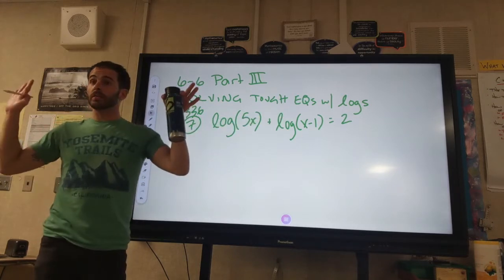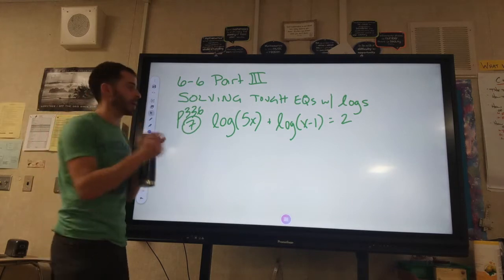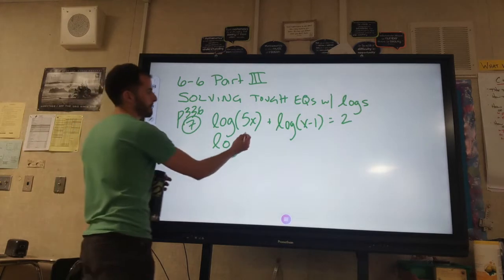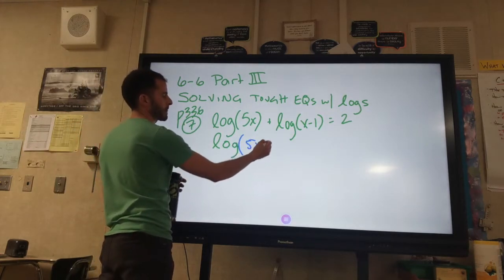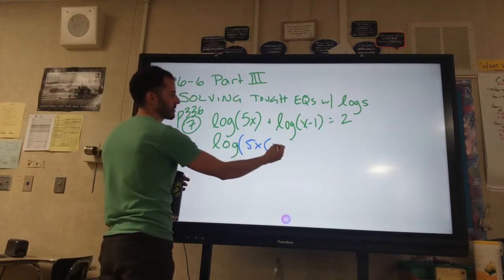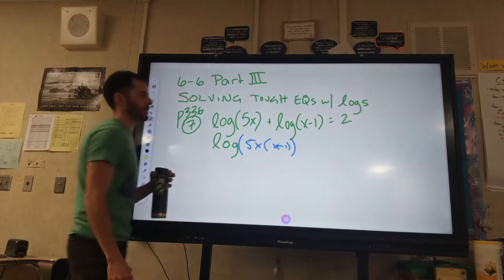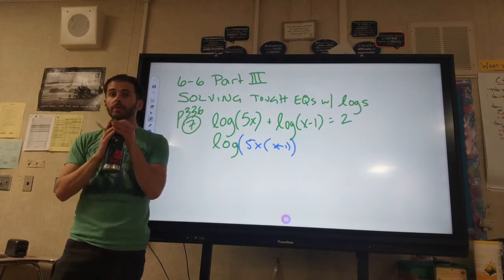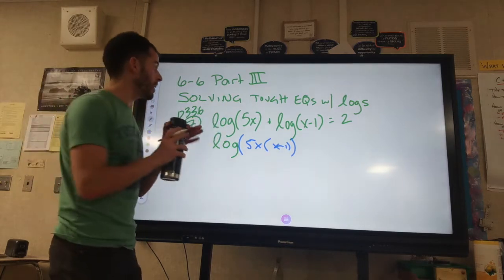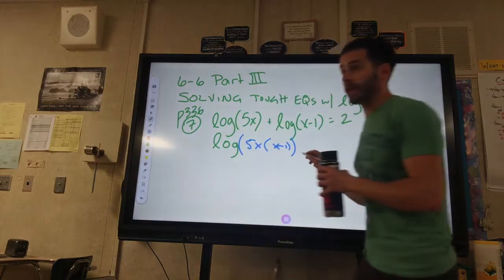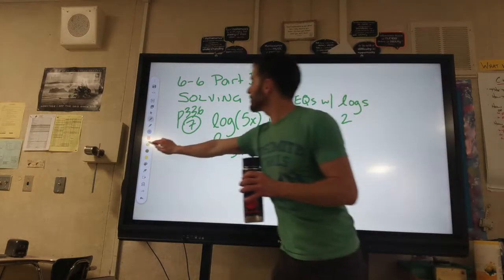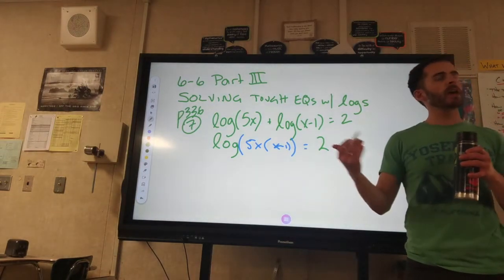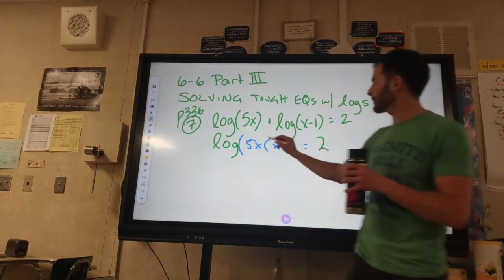So addition becomes what? Multiplication. So write this carefully with me. Log of the quantity 5x times x minus 1, close parentheses. 2 log additions become 1 log multiplication. Equals 2. So now in this case, when we multiply, we have to distribute.